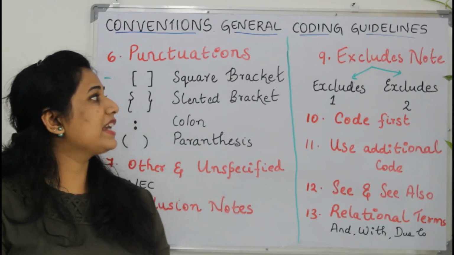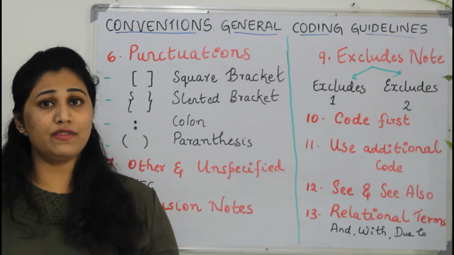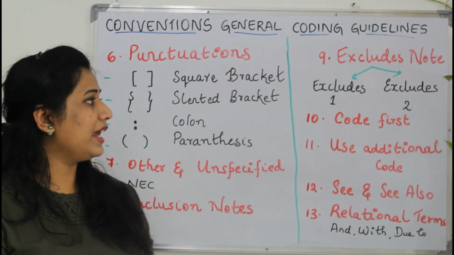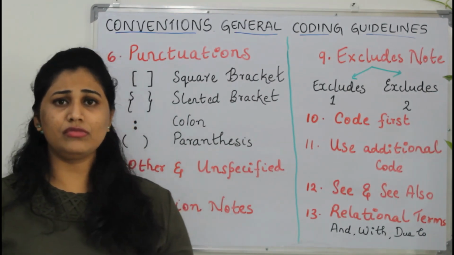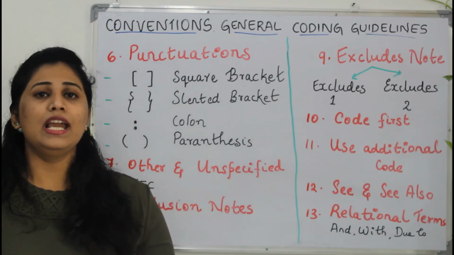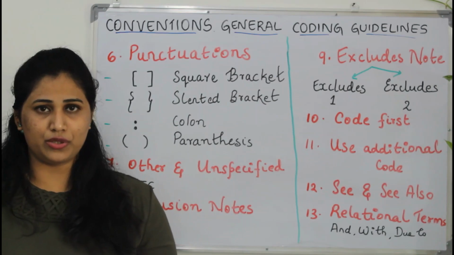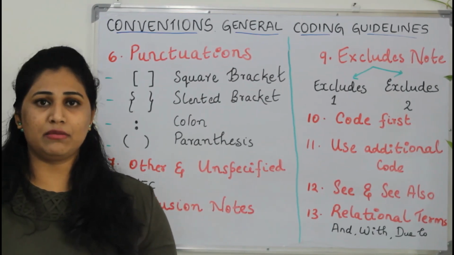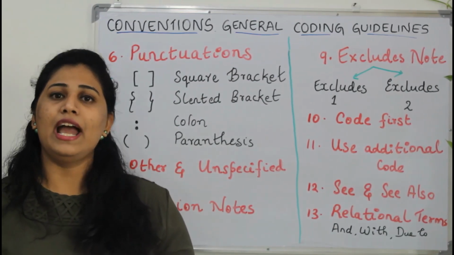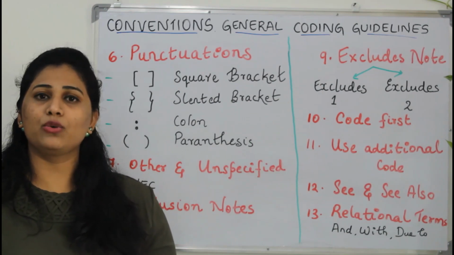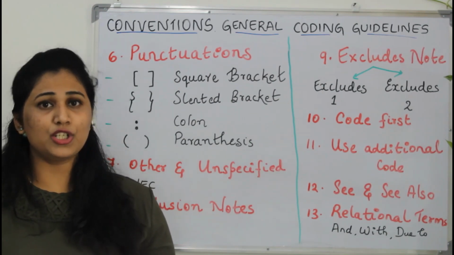Now comes the excludes notes. It's very, very important. Excludes 1 and excludes 2. I'll give you one simple example. Excludes 1 is nothing but contradictory conditions, we will not code it together. The very simple example is congenital conditions or acquired conditions. We can't code congenital condition and acquired condition together.